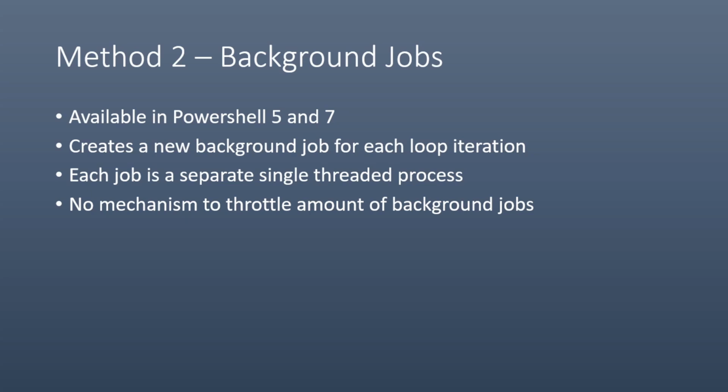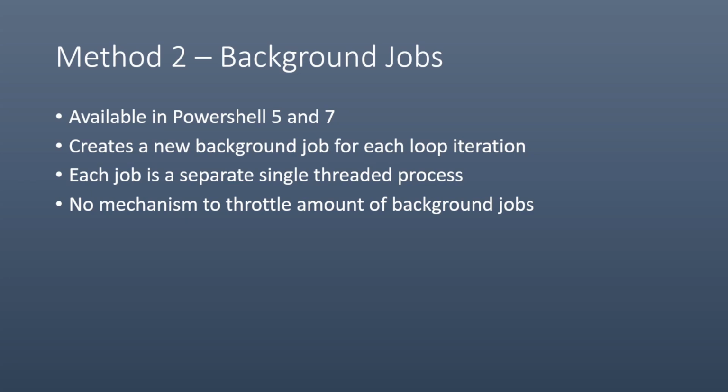Right? So for each computer that we want to go contact, so each loop iteration, that would be a different computer, a background job is created to do that. And if you've ever played around with background jobs, you know that you can create more than one of them at the same time in an existing PowerShell process or session. So every time you make a background job, it does create a separate single-threaded PowerShell process. So if you want to contact 5 computers, it's basically creating 5 separate PowerShell processes.